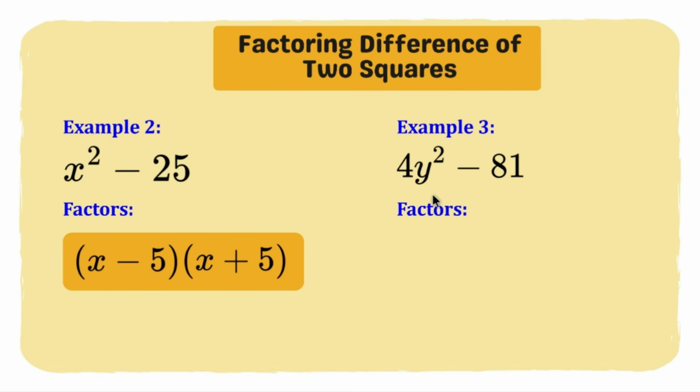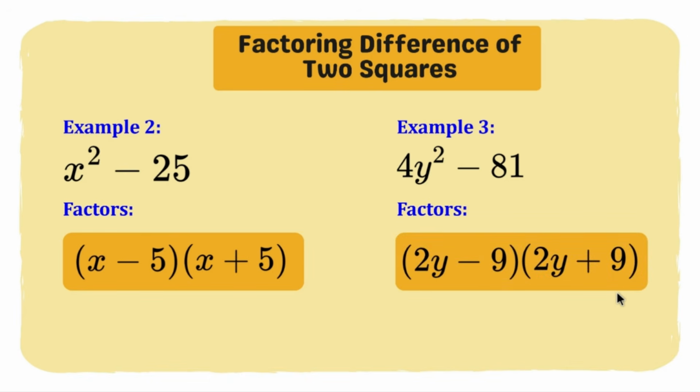Okay, so ano yung mga factors natin? Ano po ba ang square root ng 4? It's 2. And then square root ng y squared is y. So we have here 2y. Square root ni 81 is 9. Okay, so one factor is subtraction, 2y minus 9. And another factor is addition, 2y plus 9. Ito na po yung ating factors.